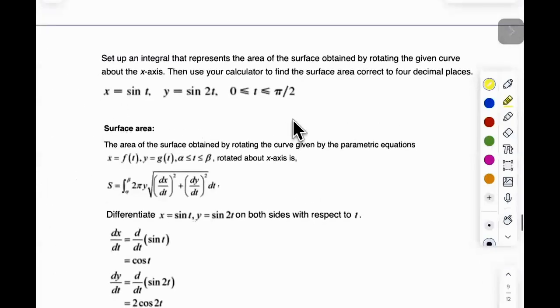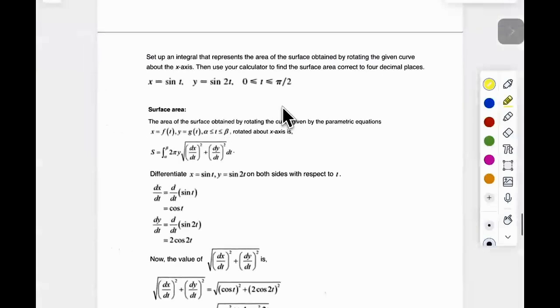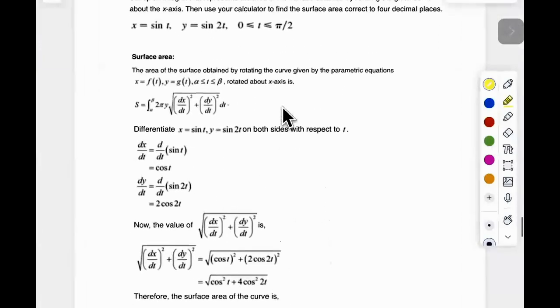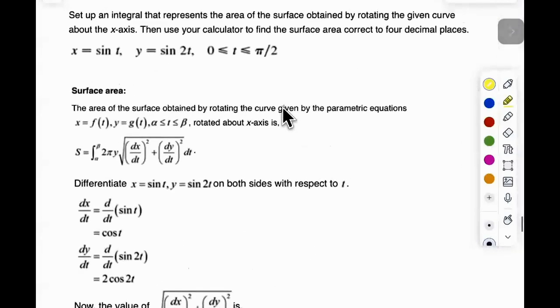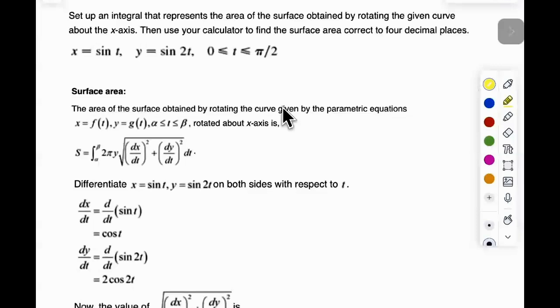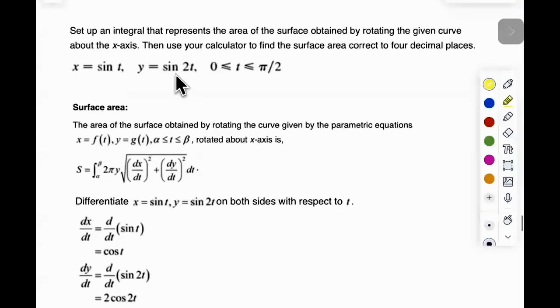Alright, so let's try to set up an integral to represent the area of the surface obtained by rotating this curve about the x-axis. Do I have a picture here? Oh, it doesn't have a picture. Next time I'll put a picture, okay? But you don't need a picture in order to do this. Let's do it together. It looks kind of scary at first, but once we put it together, it's not too bad.